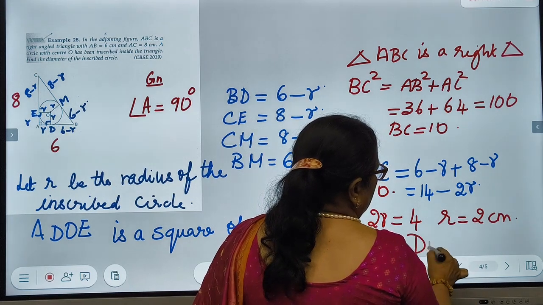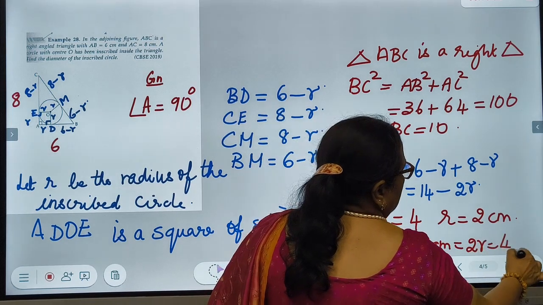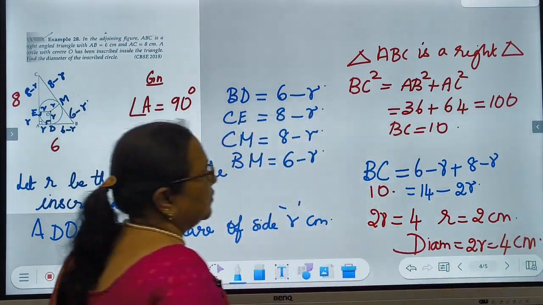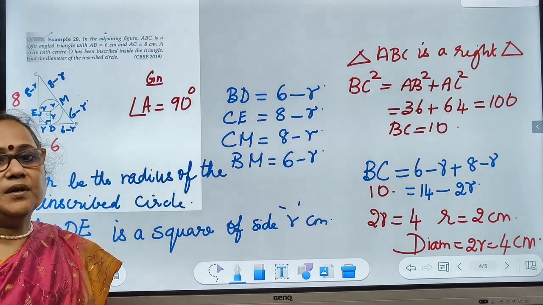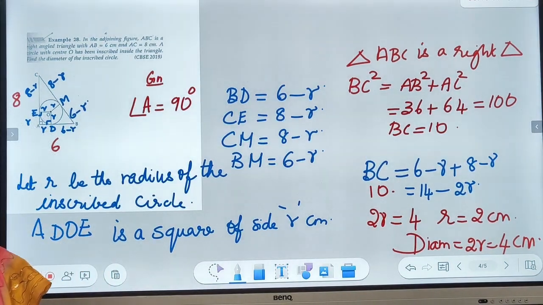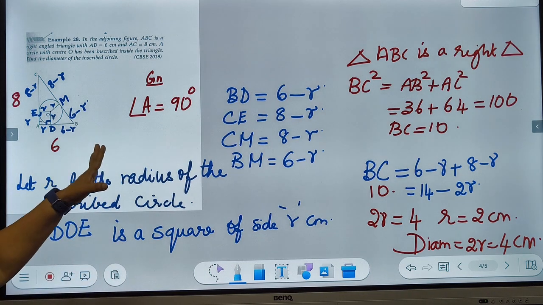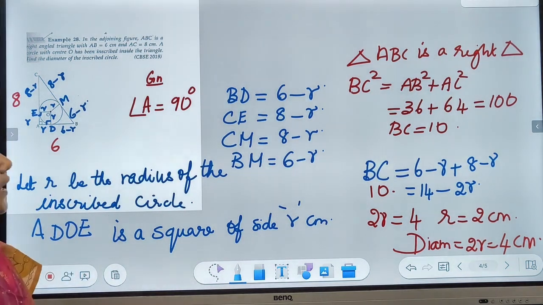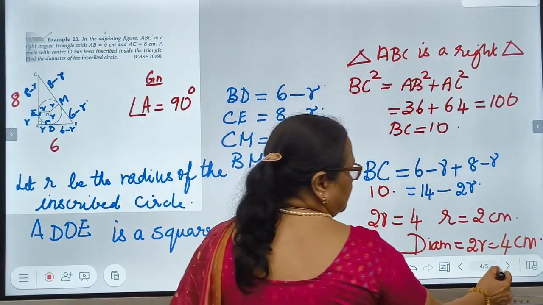Therefore diameter will be 2R, which is 4 centimeter. So we are again repeatedly using one concept to solve different types of problems. That's what we are seeing. What is the concept that we are using? The tangent segments drawn from an external point to a circle are equal. We have also used Pythagoras theorem here, and the radius is perpendicular to the tangent.